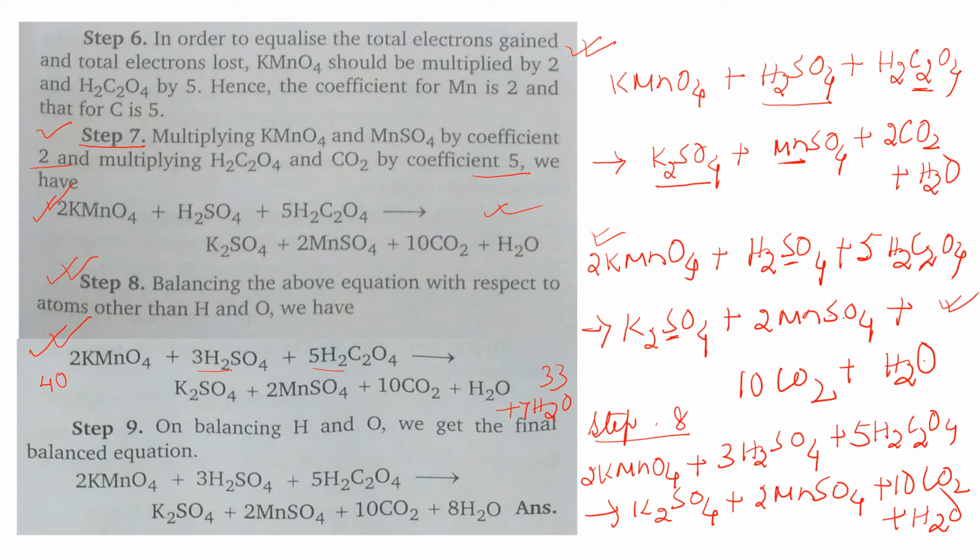On the right hand side, it is 2 and 7 twos are 14, 16. So hydrogen is already balanced, so I need not add H plus ions. So my balanced equation is 2KMnO4 plus 3H2SO4 plus 5H2C2O4, giving K2SO4, 2MnSO4 plus 10CO2 plus H2O. Now this H2O and these 7H2O together become 8H2O. So this is my balanced equation.